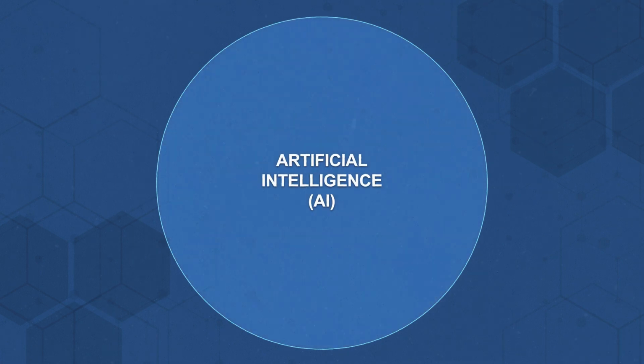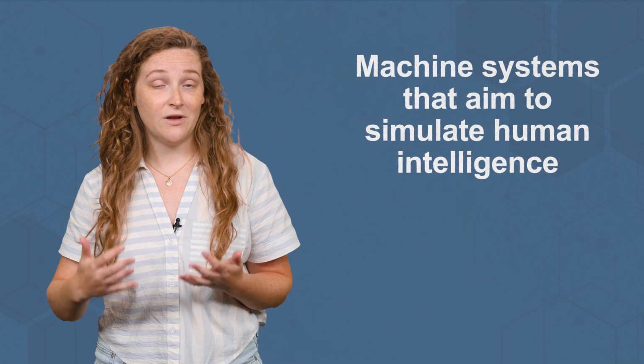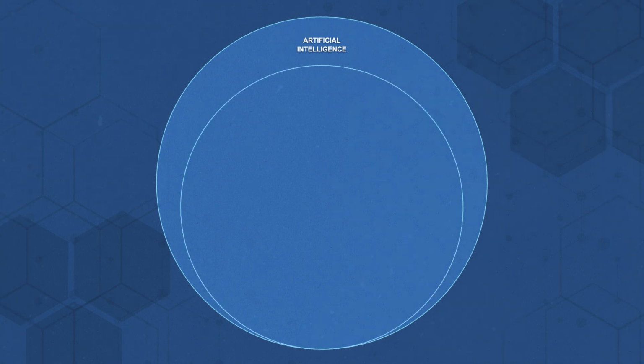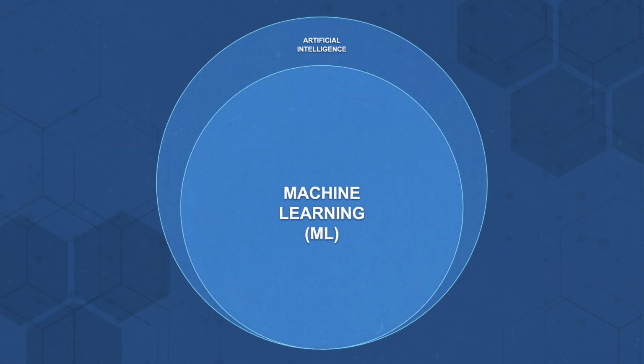Let's start from the top. AI, or artificial intelligence, is broadly defined as machine systems that aim to simulate human intelligence. It's not one technology, but rather an umbrella term. Machine learning, or ML, is a subset of AI. ML algorithms independently learn from and detect patterns in data without being explicitly programmed. Many natural language processing, or NLP applications, for example, rely on ML.